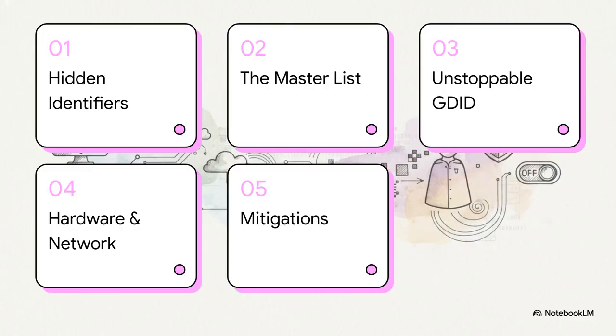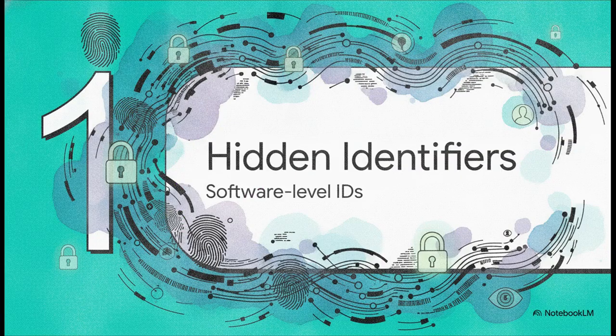Here's the roadmap for this explainer. First, the hidden identifiers. Then we'll unpack the master list of registry keys. Look at the unstoppable GDID tracker, break down hardware and network leaks, and finish up with mitigations and the hard truth about privacy. All right, let's jump right into Section 1, the hidden identifiers.